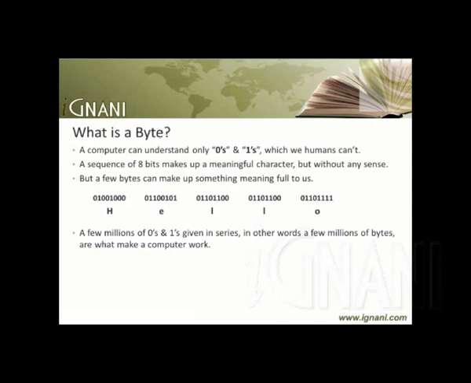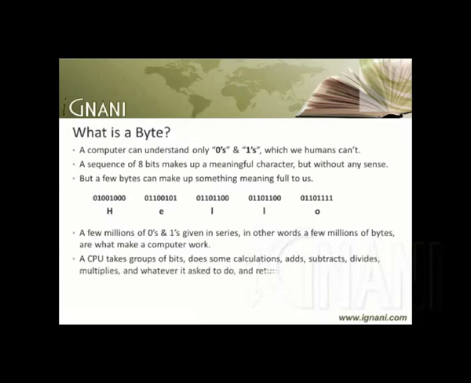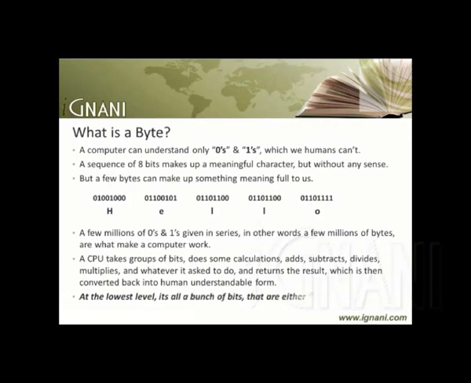A few millions of zeros and ones, given in series, is what makes a computer work. Fundamentally, computers perform operations on groups of bits. A microprocessor, which processes these groups of bits, though very primitive, is very fast. A CPU takes groups of bits, does some calculations, adds, subtracts, divides, multiplies, and whatever it is asked to do, and returns the result, which is then converted back into human understandable form. But at the lowest level, everything is simply a bunch of bits, things that are either on or off.